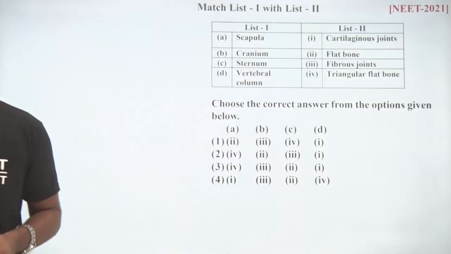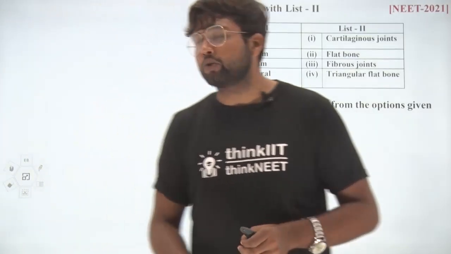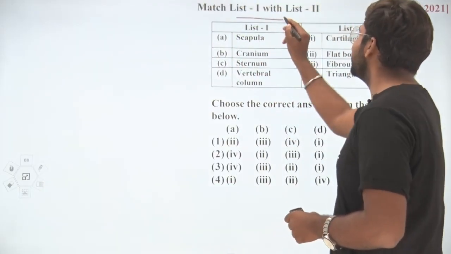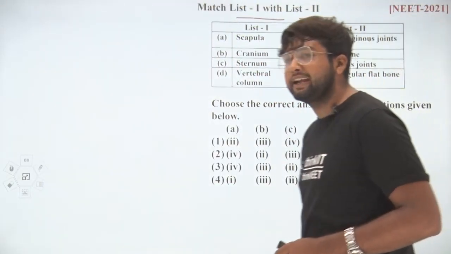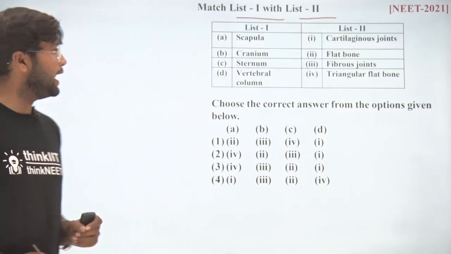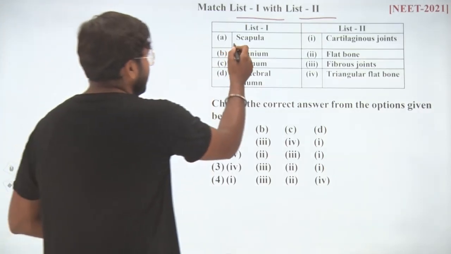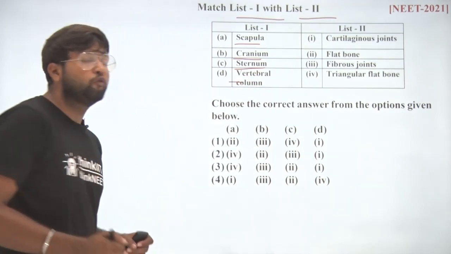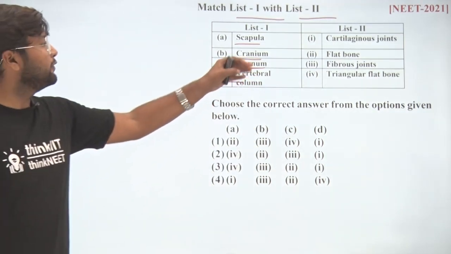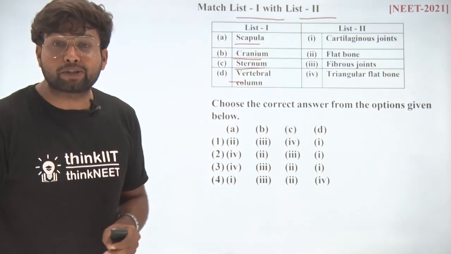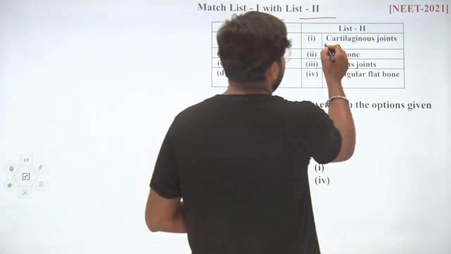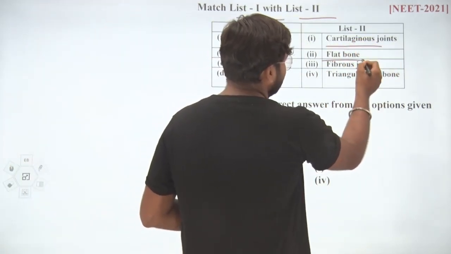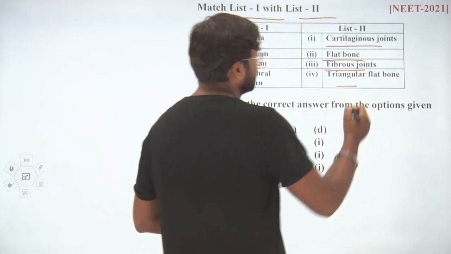Thank you. Students, let's have a look at the next question. The question says, match list 1 to list 2. The question is of NEET 2021. List 1 is scapula, cranium, sternum, vertebral column. The question is about various types of bones and the vertebral column. List 2 is about cartilaginous joints, flat bone, fibrous joints and triangular flat bone.